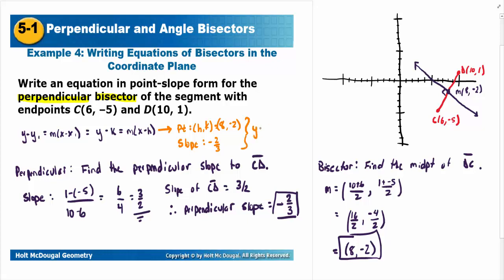So I'm going to go y minus k, so y minus negative 2. That's going to be y plus 2 equals m, which is negative 2/3, times x minus h, which is x minus 8. There is your equation of a line that is perpendicular to CD. So again, you'll notice this is obviously one of the longer examples, so this is something you want to try to get down. It may take a couple examples to get it down. Maybe you have to try this one a couple times on your own to see if you can figure it out. But obviously this is going to be the more heavy algebra-laden problems. Some of these other ones are pretty simple if you looked at them.